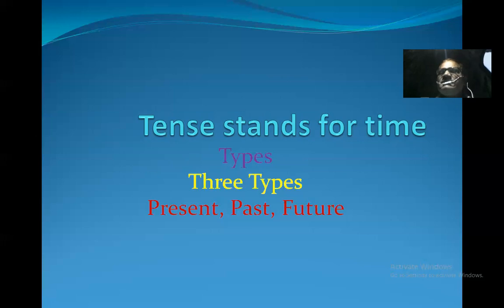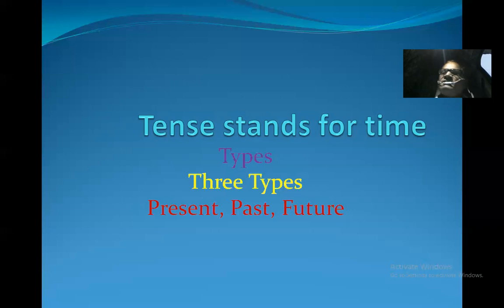Tense is the word. Tense means time. Tense stands for the time. So in English, there are three types of tenses: present tense, past tense, and future tense. Obviously, in all other world languages also, we can find these three types of tenses: present, past, and future tense.